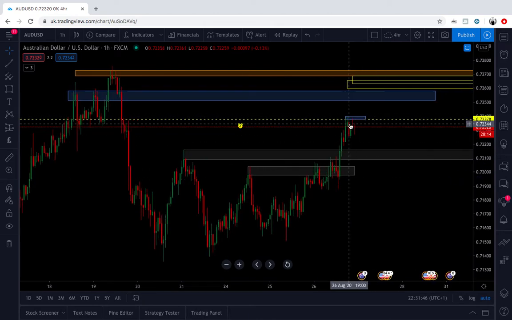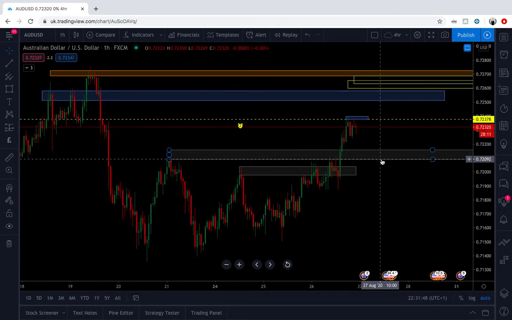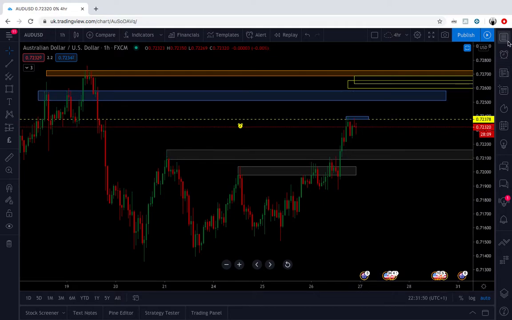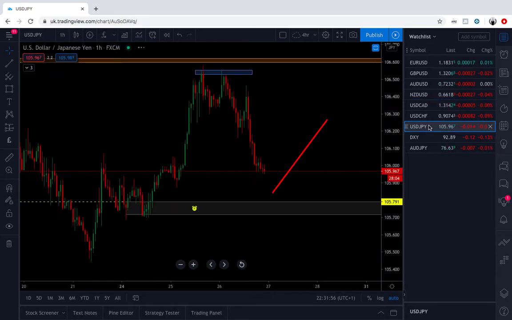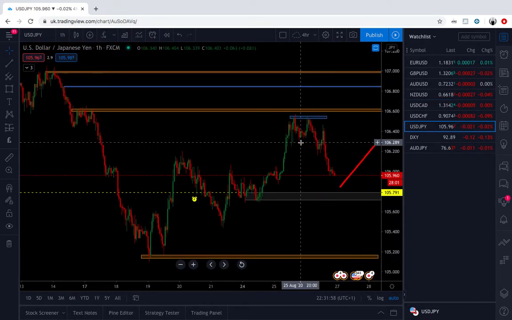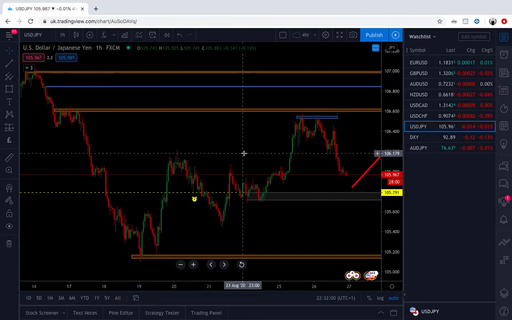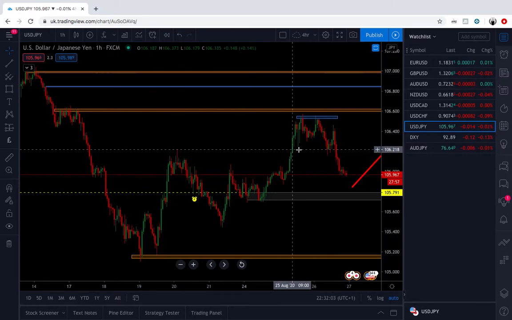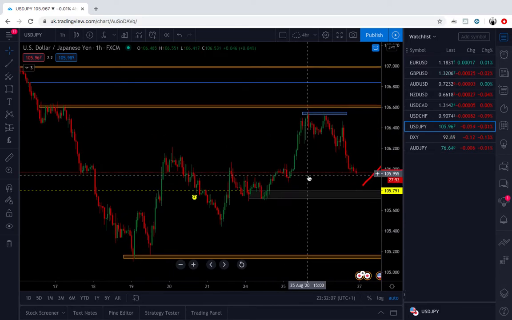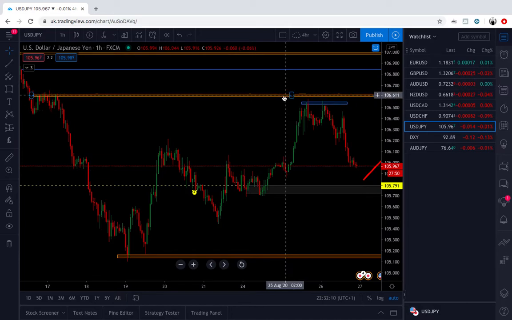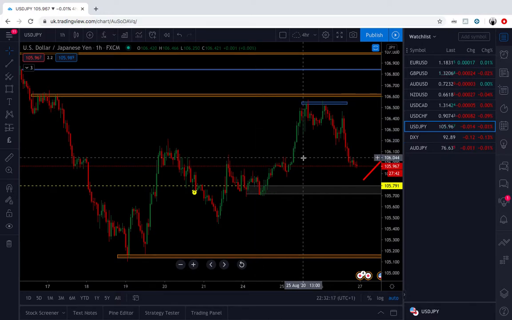Another thing I am going to mention is about USD JPY. With USD JPY yesterday, there was this zone that I was kind of looking at, and obviously that got broken really easily. And then I mentioned this orange zone, if you can see yesterday's video. But there's a few things that you've got to keep in mind.